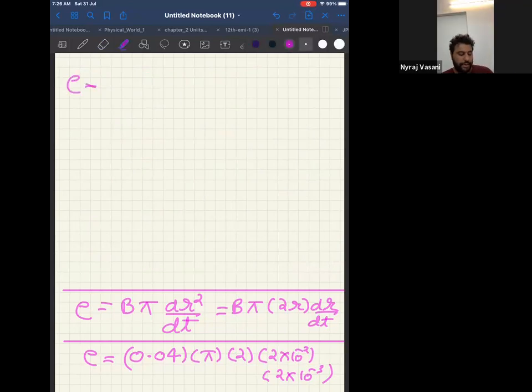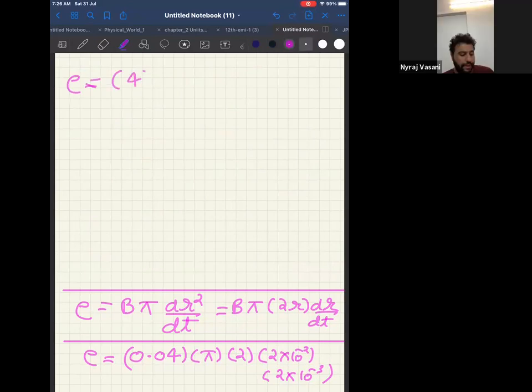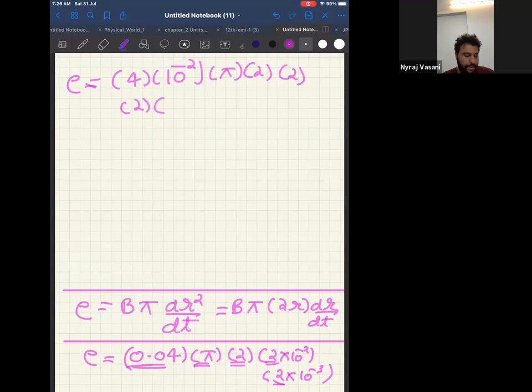So let us try how we get it. Therefore, E is equal to 0.04, which I can write as 4 into 10 power minus 2, into pi, into 2, into 2, into 2, into 10 power minus 3 minus 2, which is minus 5. Correct?